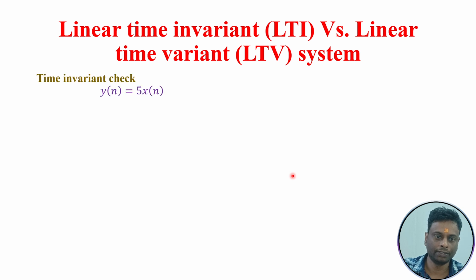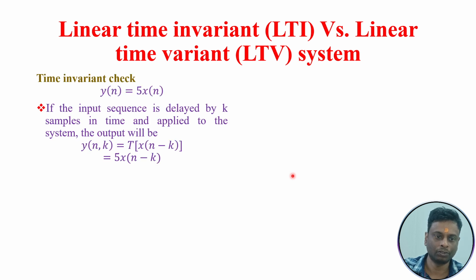Time invariant check: 5 into x of n. In the time invariant check, first we will check y of n comma k. What is y of n comma k? It is the output when the input sequence is delayed by k samples and applied to the system. Only the input is delayed by k samples, so x of n will be delayed by k samples and become x of n minus k. So that is 5 of x of n minus k.